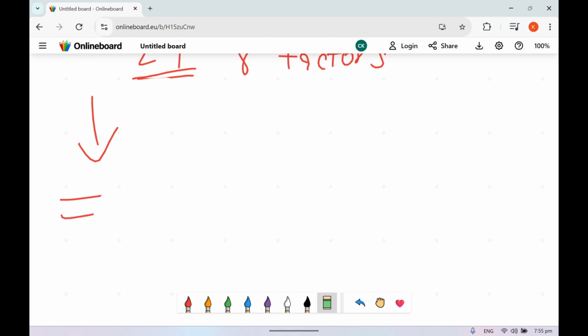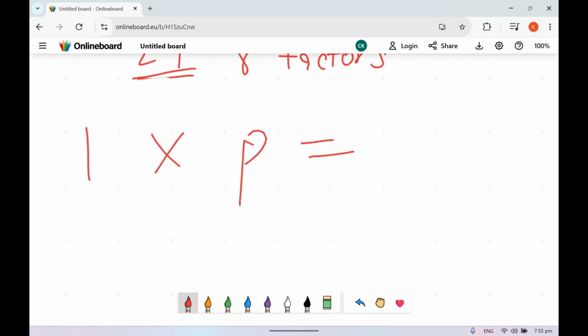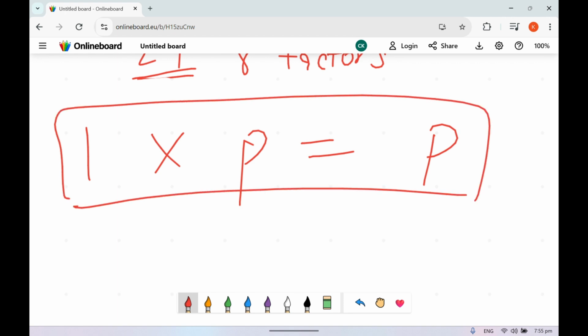Okay, it's super easy. It'll be 1 times P. Agreed? Because this is basic knowledge that 1 times P equals P. Any positive integer can be divided by 1, and of course that number can be divided by itself, right? So 1 times P equals P.